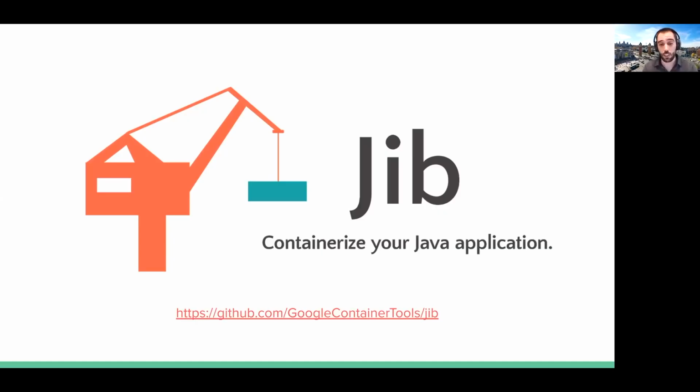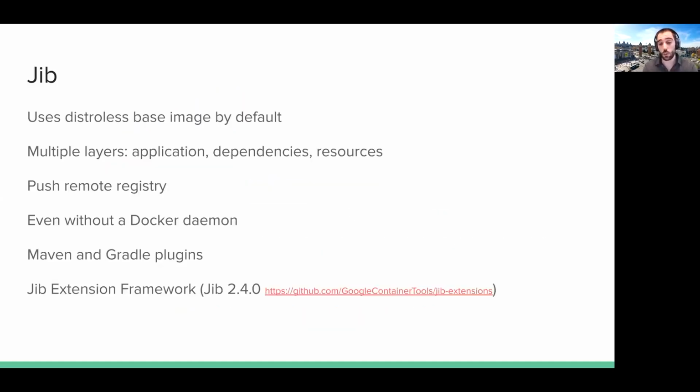You have here the URL, Google Container Tools Jib. This is basically a tool that has a Maven and a Gradle plugin. You can add it into your Spring Boot application, and it will create the container for you. It will use the distroless base image by default. You can change that, but this will basically be the base image. And it will also split the application into multiple layers, at least layers for the application, for the dependency, and for the resources.